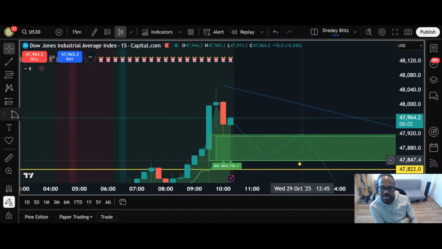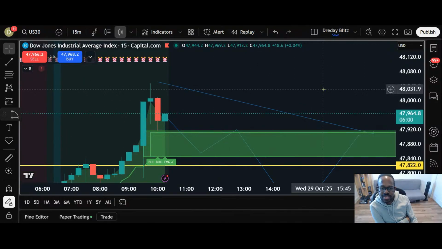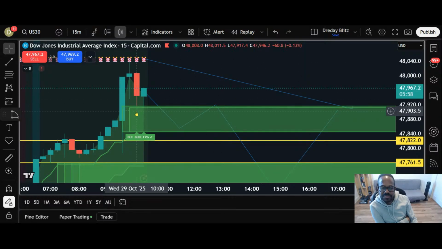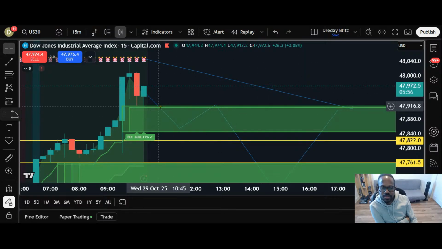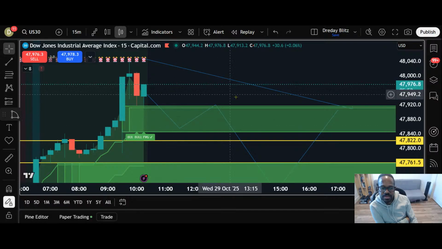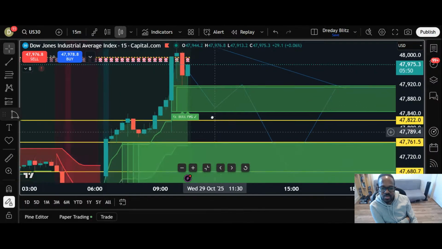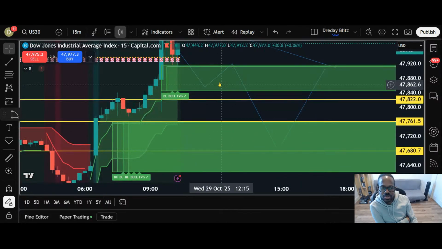So we should have a structure to the downside here. So this FVG will be confirmed. It's confirmed, but it may be breaking to the downside after that, because this FVG is stronger than this one. And as you can see, the color is not the same. So this one is stronger than this one.